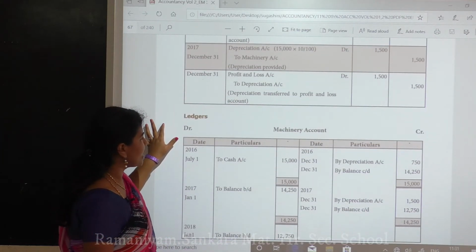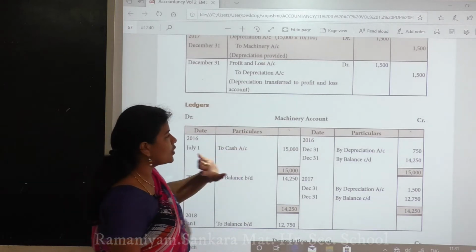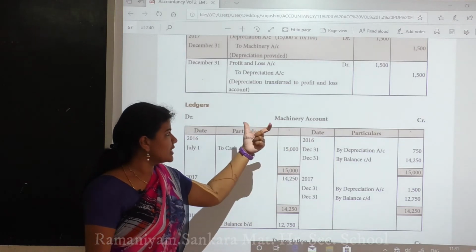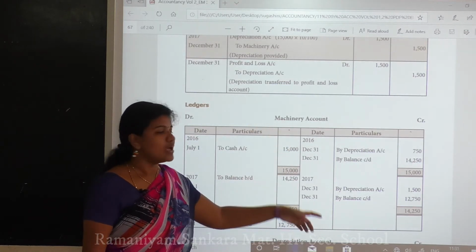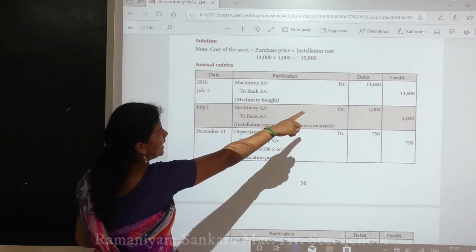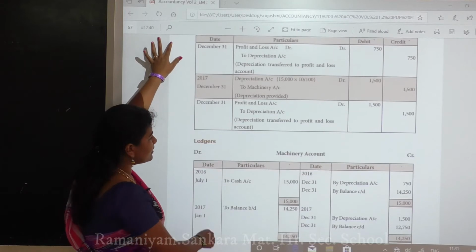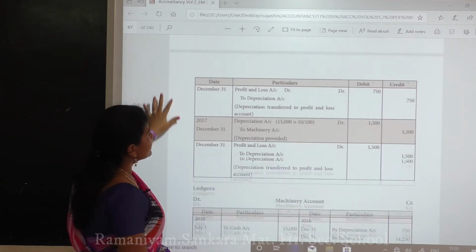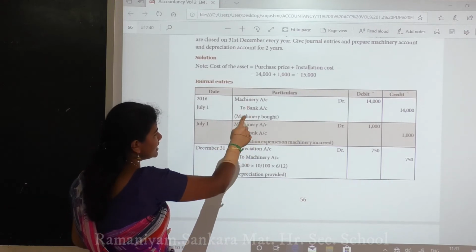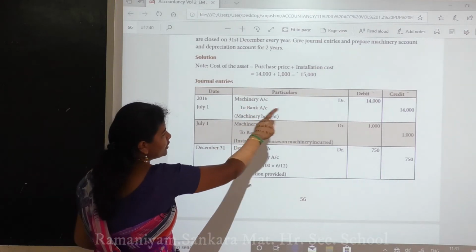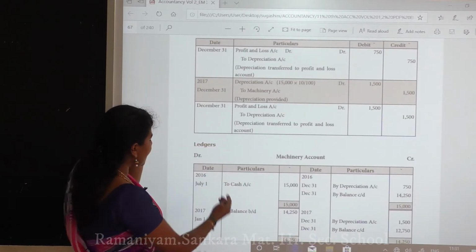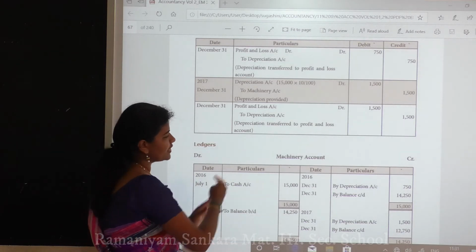For the ledger, we have to write the machinery account. Already you know how to post from journal to ledger. Look here: machinery account debit, bank account credit, 14,000. Here also machinery account debit, bank account credit. Both amounts, 14,000 plus 1,000, make 15,000, which you have to write on the debit side, to cash account 15,000.